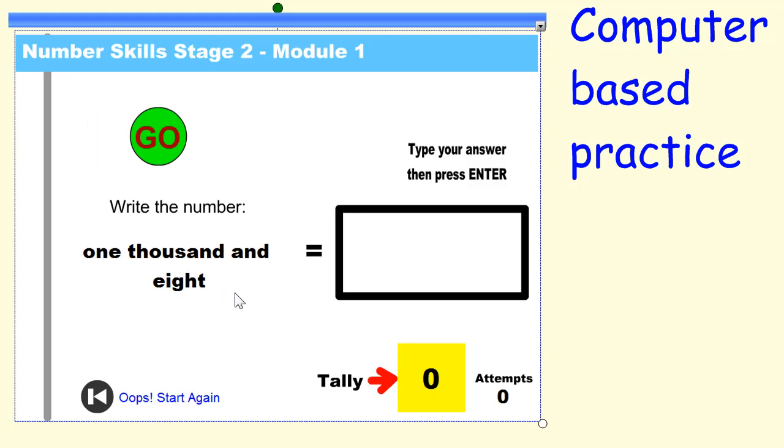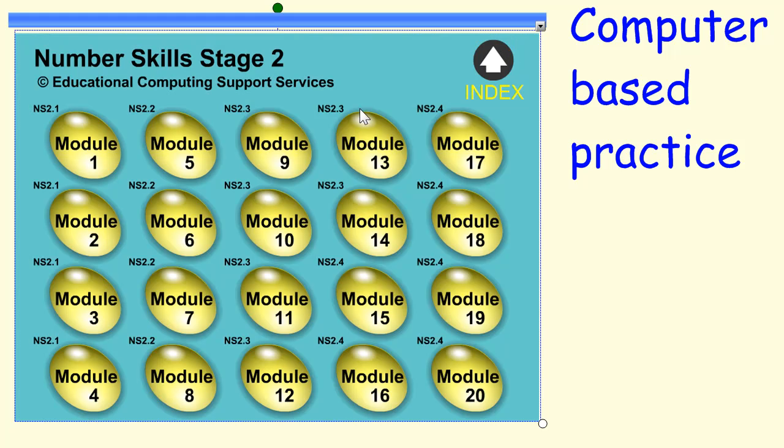runs like this. There's a little timer that goes, and students type in their answer, 1008. So there we go, 1008. Press enter, and it gives a tally and checks to see how many attempts there. There are 10 questions, and in the end it'll tell students what percentage they got correct. So this works for all the modules. Doesn't matter which question you want to focus on, you can pick a particular question to work on and make sure that that is mastered.